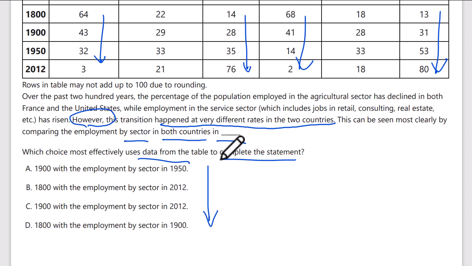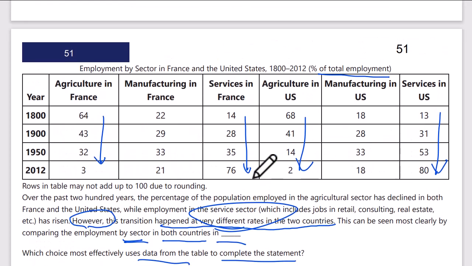So we are comparing specifically what, but just by sector in general, from 1900 to 1950. So we're looking for the numbers not being the same. They're moving at very different rates. That's what we're looking for. So 1900 to 1950, what do we have? 43 to 32. And in the US, 41 to 14. Yeah, that's a pretty significant difference. Here we're going down 11. Here we're going down, looks like 27. That's a pretty significant difference.